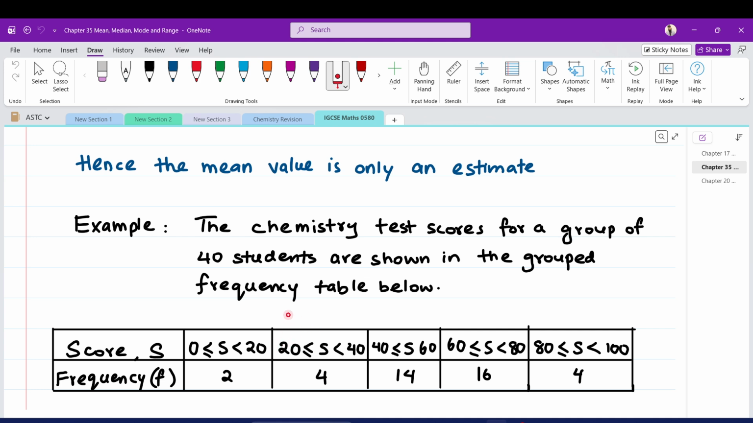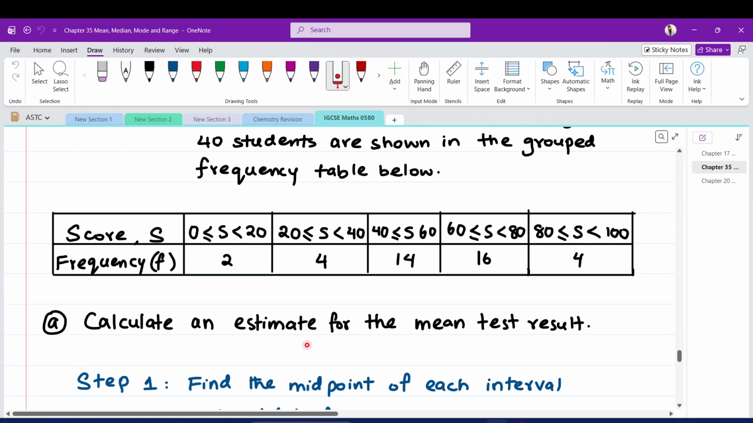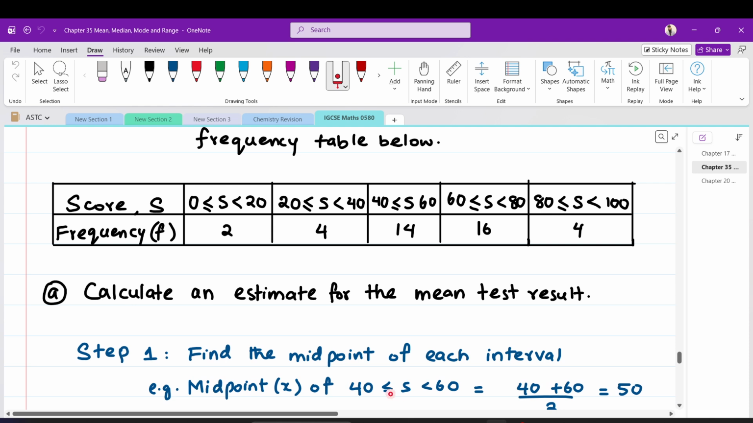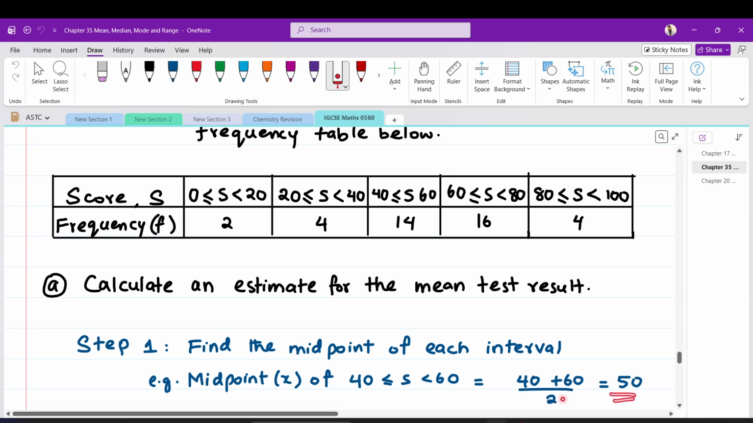And how do we work it out? All we have to do is add 20 plus 40, and then divide this by 2. So this is how we find the mean of these two values. We'll continue this process. That is going to be the first step: find the midpoint of each interval. An example is that if I want to find the midpoint of the interval 40 to 60, that would be 40 plus 60 divided by 2, which gives us 50.